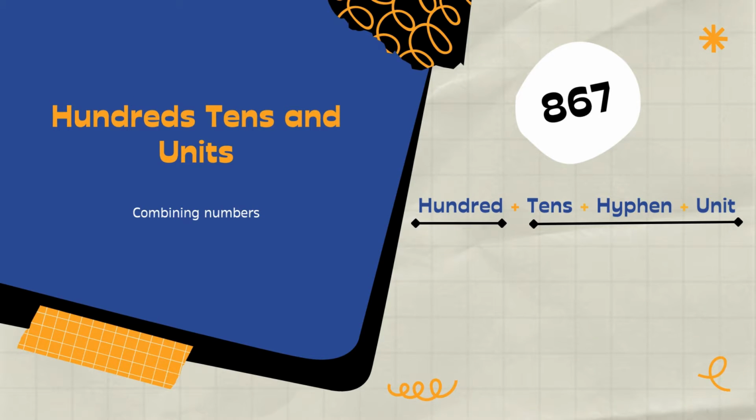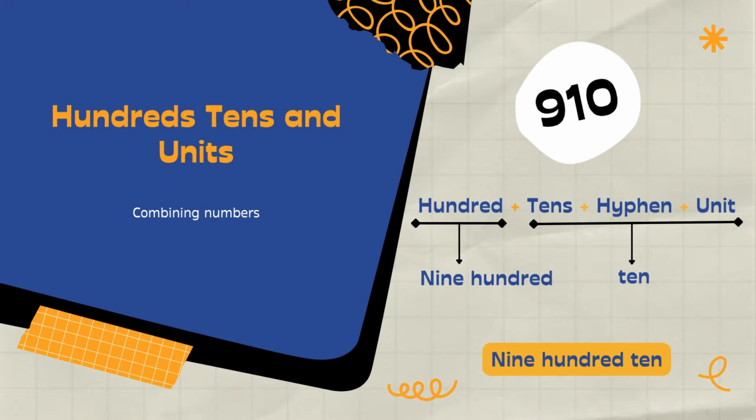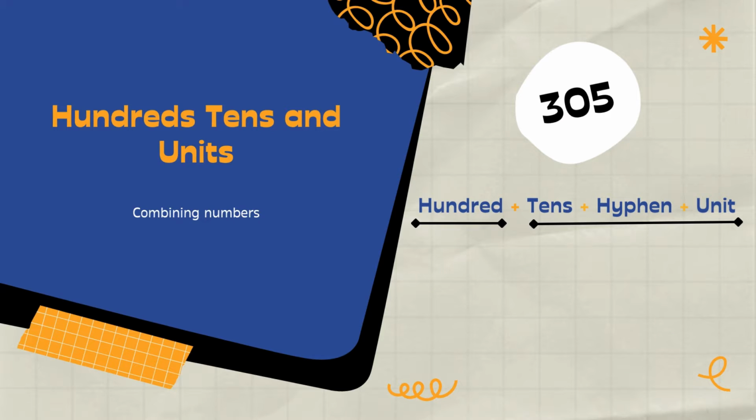Let's check this number now. 867. We have the final number, 867. Another example. Okay, 910. Check how the tens and units work individually. 910.